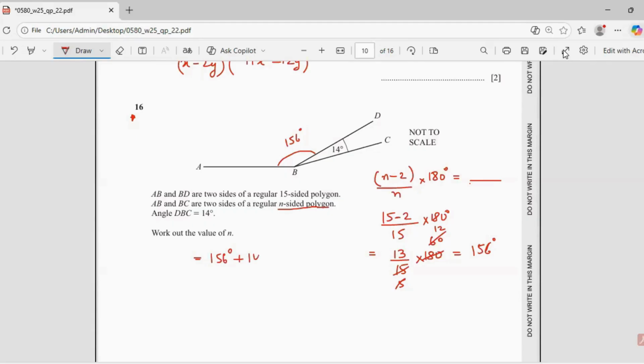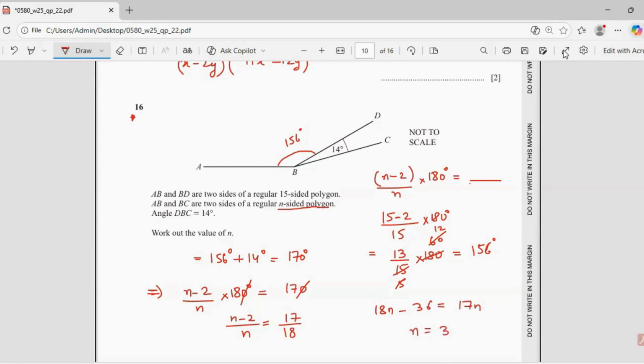156 degrees plus 14 degrees, which is 170 degrees. Now to find the value of n, the same formula we will apply: (n minus 2) upon n into 180 is equal to 170. This gets cancelled out. (n minus 2) upon n is equal to 17 upon 18. Now let's simplify this. 18n minus 36 is equal to 17n. So n is equal to 36. So the n-sided polygon is a 36-sided polygon.